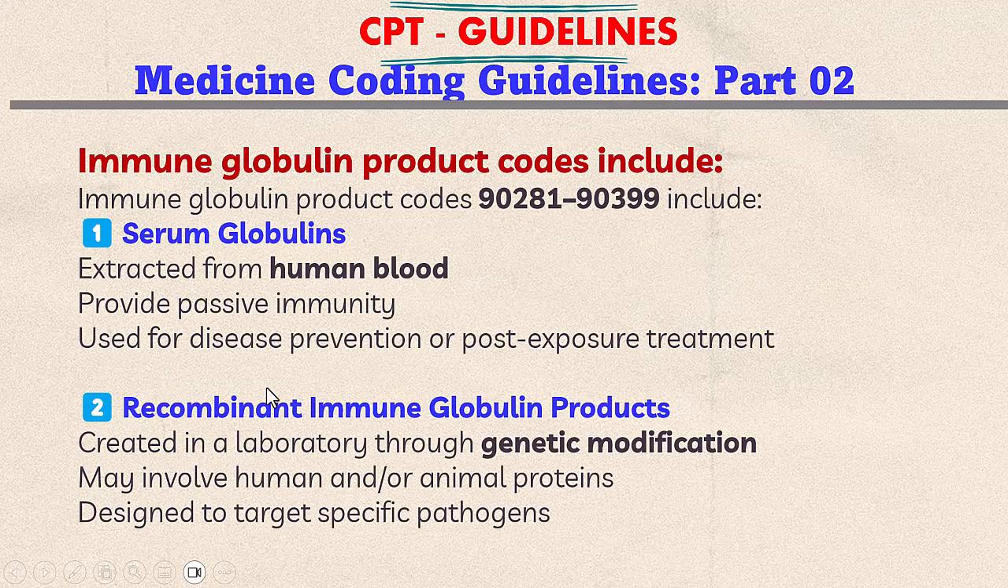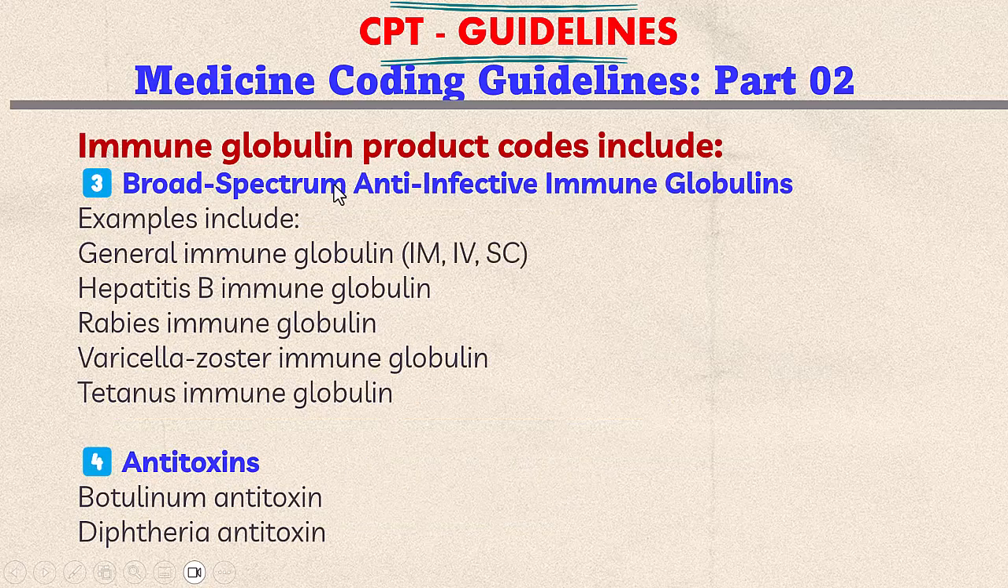When you take immune globulin product codes, it includes several items. These are important when you search in the CPT Alphabetic Index. The first one is serum globulins. These are extracted from human blood, provide passive immunity, and are used for disease prevention or post-exposure treatment. The second one is recombinant immune globulin products, created in a laboratory through genetic modification, which may involve human or animal proteins designed to target specific pathogens. The third is broad-spectrum anti-infective immune globulins such as general immune globulins, IM, IV or subcutaneous, hepatitis B immune globulin, rabies immune globulin, varicella zoster immune globulin, and tetanus immune globulin.